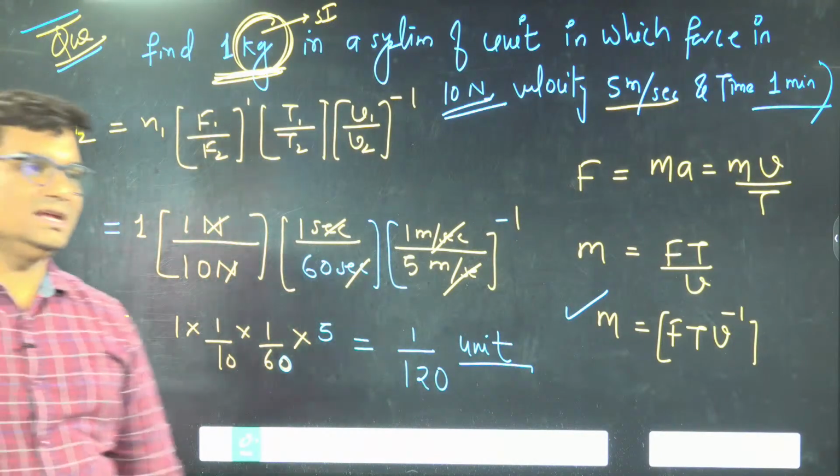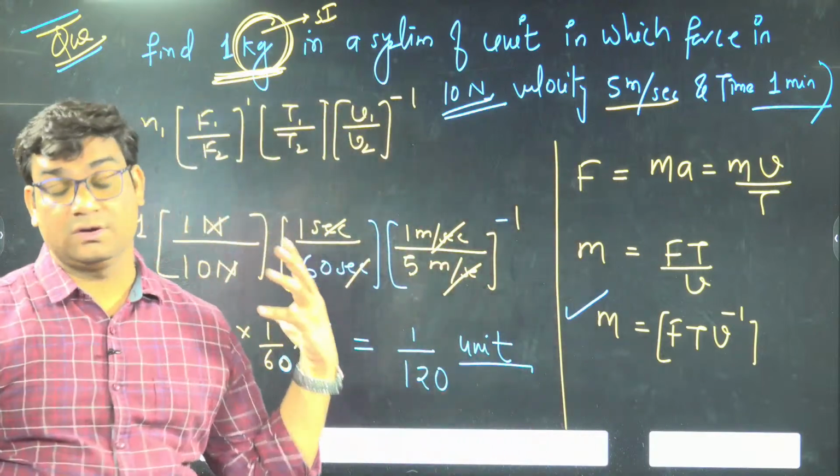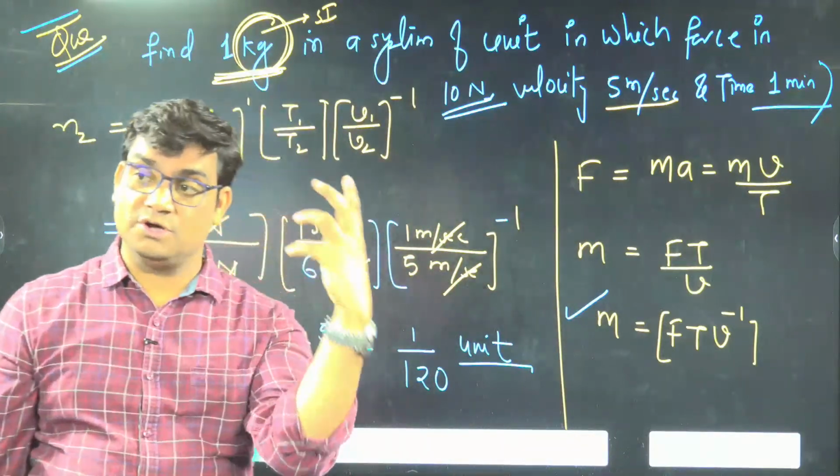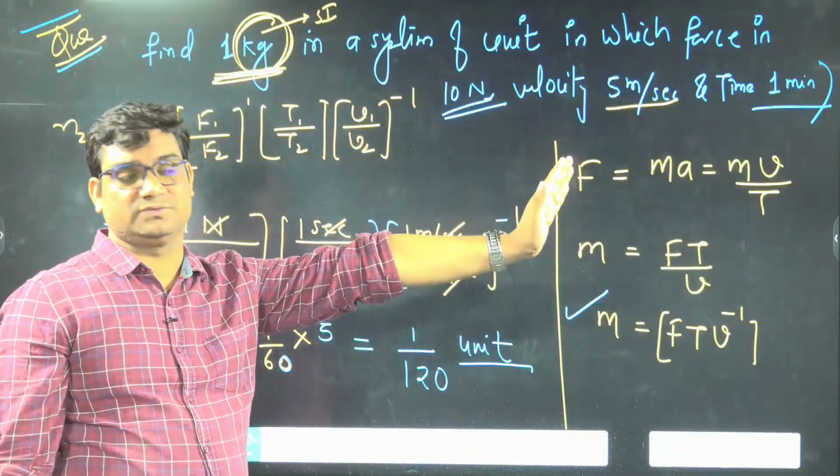Okay. Is this question also clear? Here we have represented mass in terms of force, velocity and time, so the dimension of mass was required in terms of force, velocity and time.